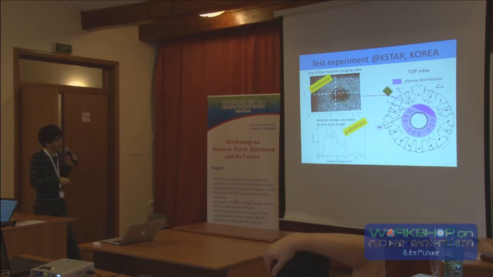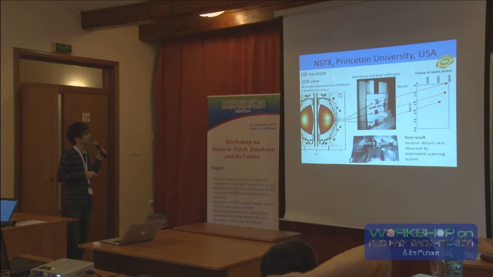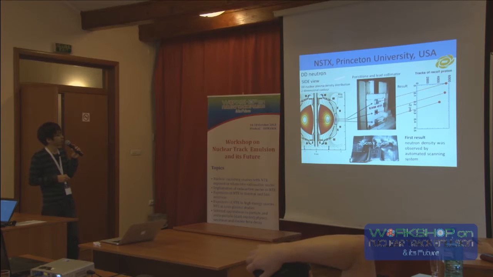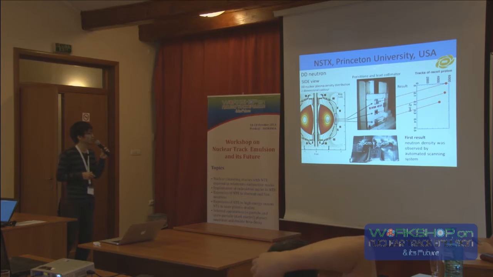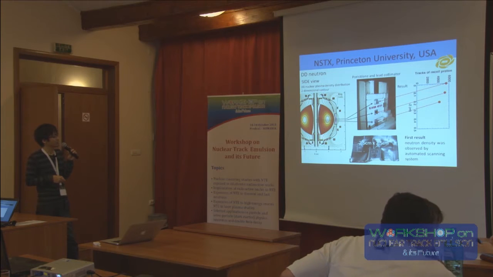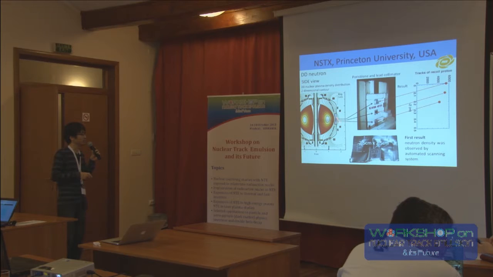And another application was conducted. We have conducted a fusion plasma measurement at NSTX, Princeton University in the USA. This is a side view of the plasma density. This white color is high density and red color is low density. In this experiment we used a polystyrene and lead collimator as shown in this picture, and we used a very small emulsion detector.